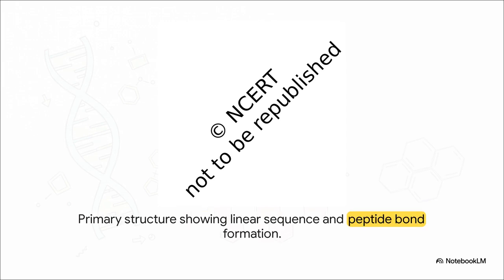So how do we get from single amino acids to massive complex proteins? Well, they link up. The amino group of one amino acid reacts with the carboxyl group of another, and when they do this, they release a molecule of water. It's kind of like a little water tax for building the chain. The resulting covalent bond is called a peptide bond. This creates a long linear polypeptide chain, which is really just the very beginning of a protein's life.